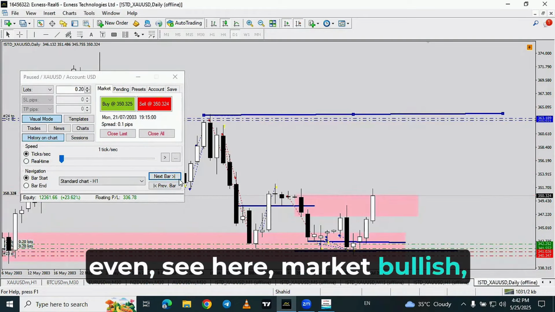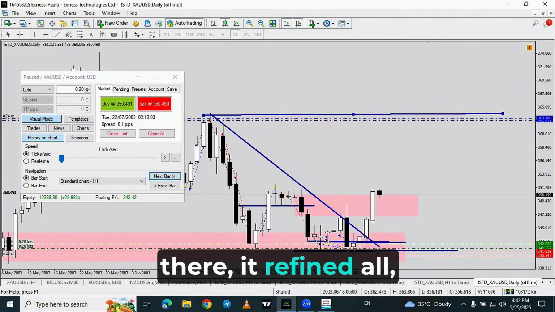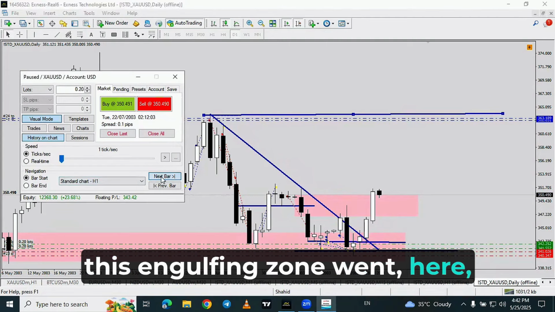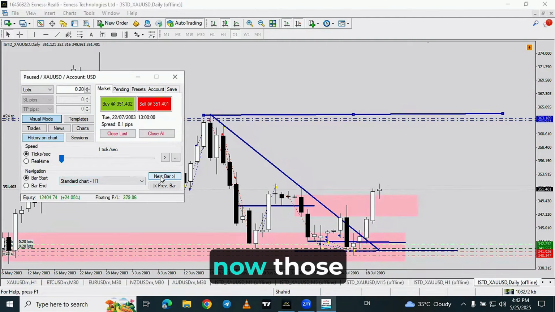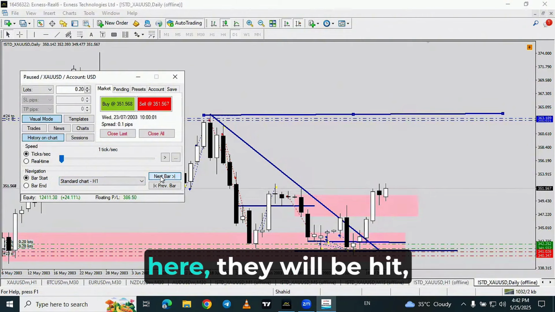See here, market bullish, bullish. See how long the trend capture is. See all these liquidities were there. It refined all this engulfing zone that went here. Okay, we are taking it one candle by one candle. Now those who will mark this engulfing here, they will be hit.